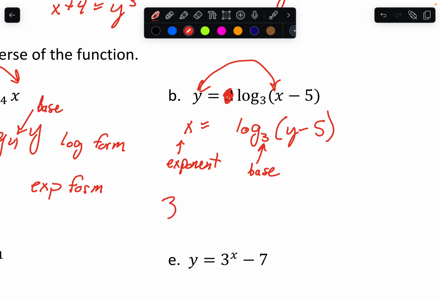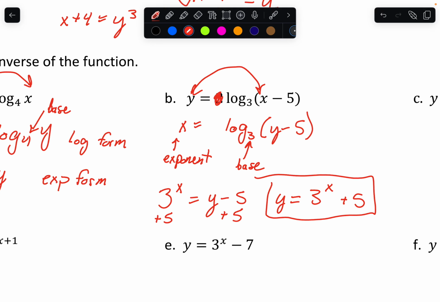All right, so we've got 3 raised to the x power is going to be equal to y minus 5. Again, all we're doing here is getting the y by itself, so we're going to add 5 to both sides, and we get y equals 3 to the x plus 5. You'll notice that the plus 5 is not up in the exponent.